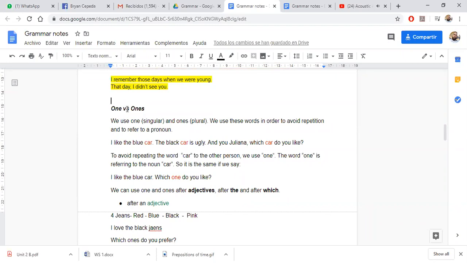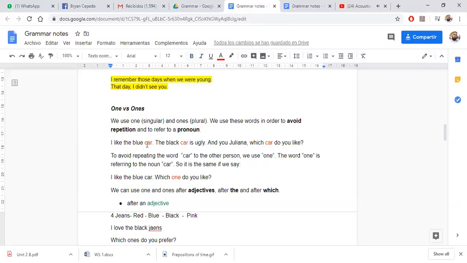So the next one is one versus ones. How do we use one versus ones? These are pronouns, guys, okay? So we're going to see how we use them. We use one singular and ones plural. We use these words in order to avoid repetition and to refer to a noun.